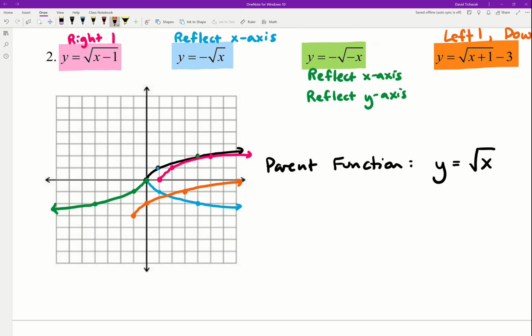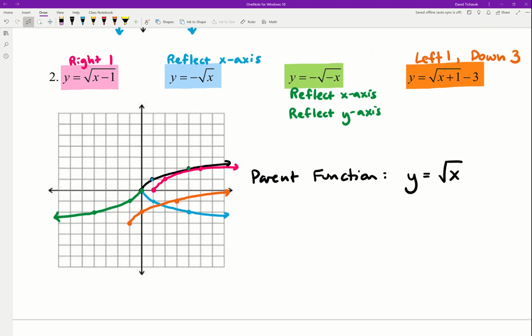So again, that's why we call this a parent function, because we started off with that shape in every single case here, and we just altered the function formula a little bit, and it created all these different colors of children functions that we can go ahead and plot, okay?